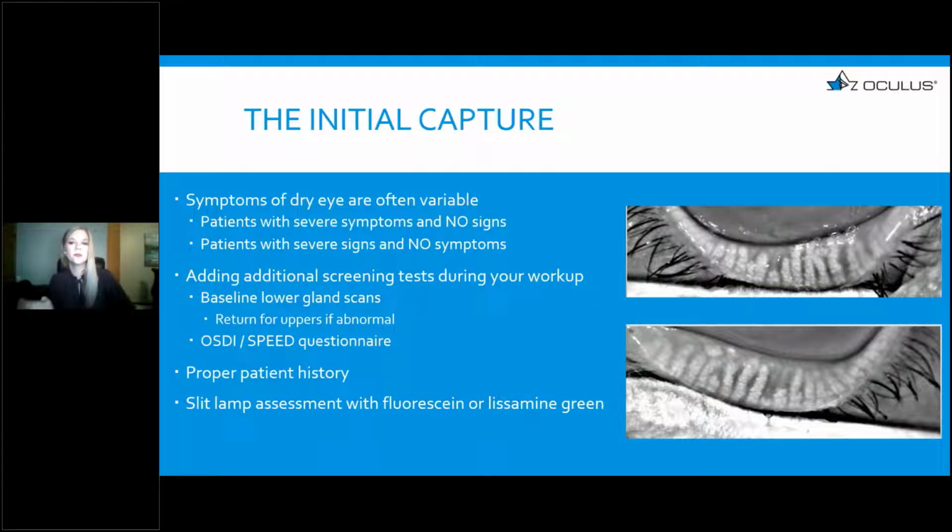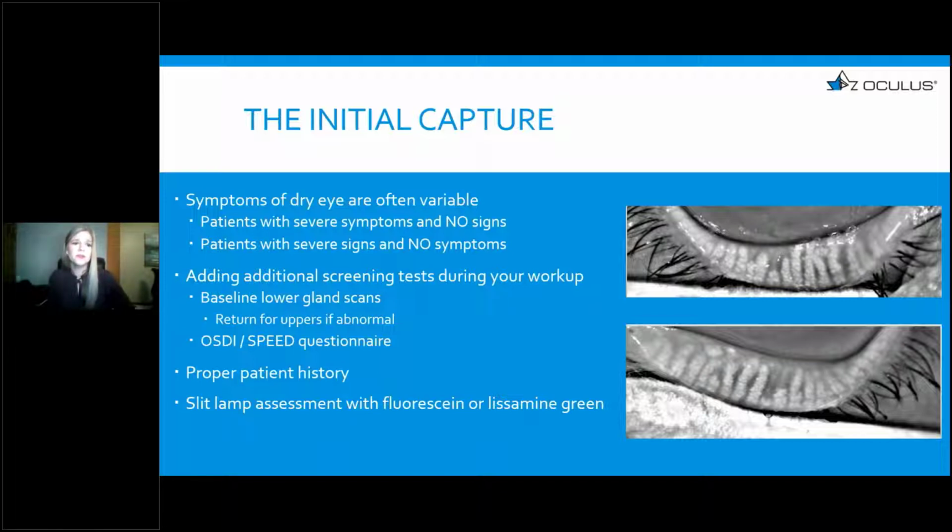Doing these lower lid scans really helped us find a lot of patients where, wow, I wouldn't have really thought that they had dry eye, but looking at their lower lids, there's definitely something going on there. Like, look at all that atrophy there. No wonder they're having issues with their contacts and they're dropping out, right?